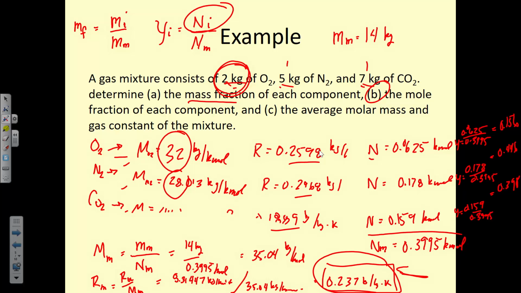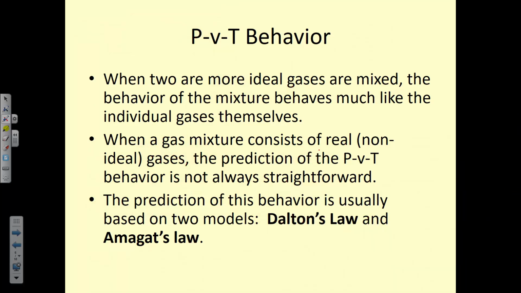When you're working in English units, you have to be careful though, because sometimes you're working in BTUs per pound mass, and sometimes you're working in PSIA per feet cubed, so make sure you know how to convert.